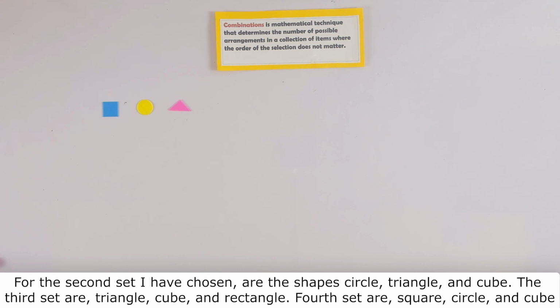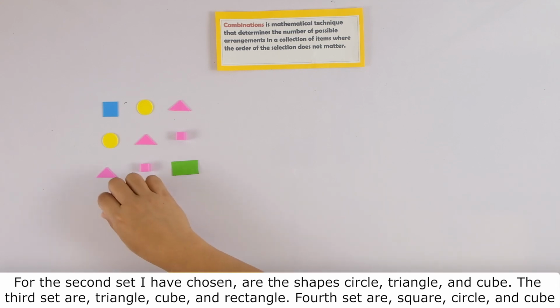For the second set, I have chosen the shapes circle, triangle, and cube. The third set are the triangle, cube, and rectangle. For the fourth set are square, circle, and cube.